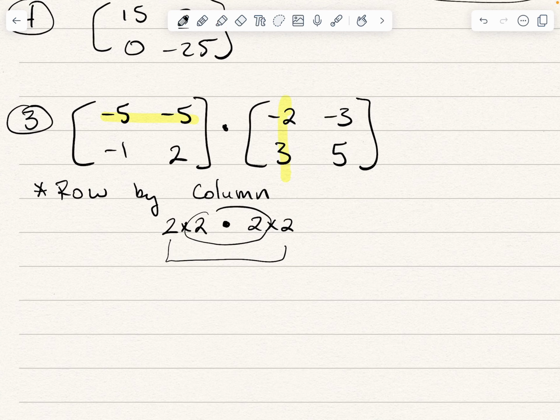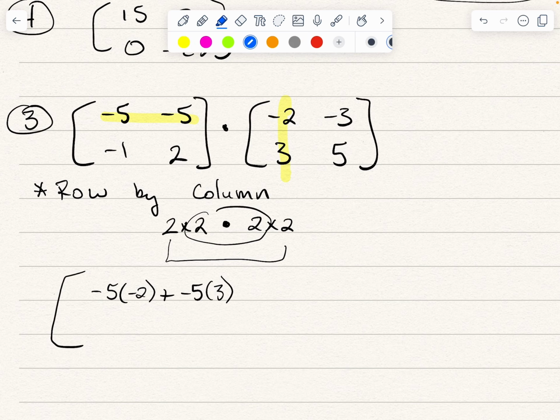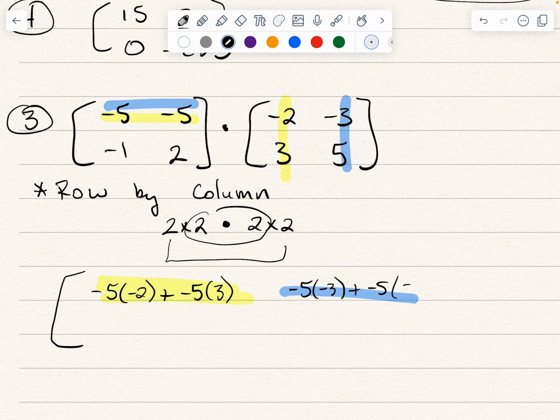So I'm going to write all this out for us. We've got negative 5 times negative 2 plus negative 5 times 3. Okay, so that is in the row 1, column 1 for our spot. Then we're going to take everything in row 1, and we're going to multiply it by column 2. Okay, that's going to give us this part right here. All right, so the yellow part gives us that. So we got negative 5 times negative 3 plus negative 5 times positive 5.